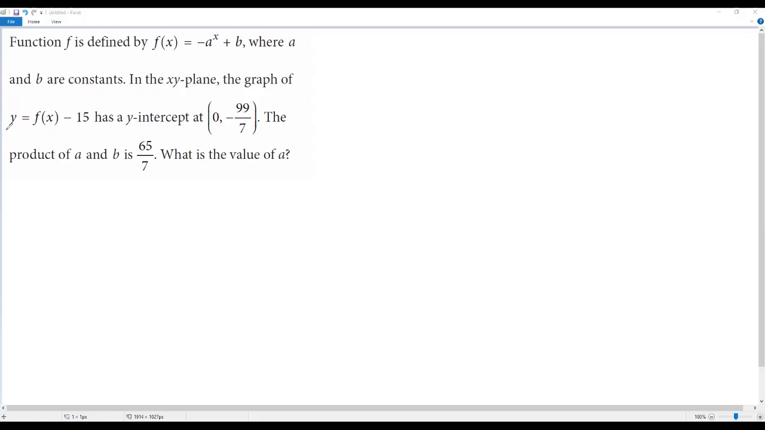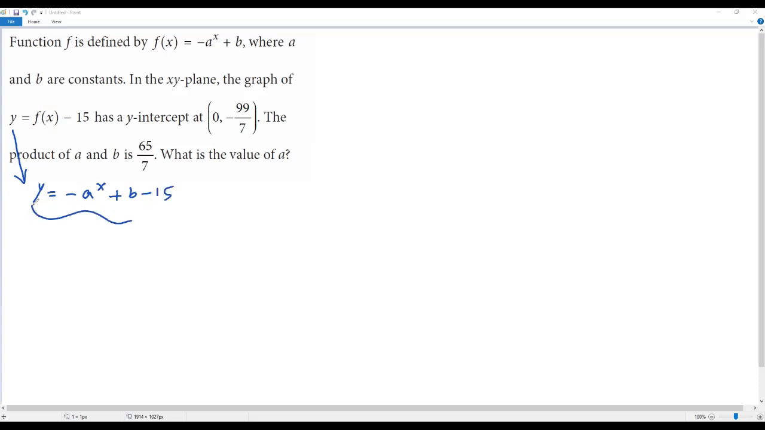Okay, so for this function y equals f of x minus 15, we have a y-intercept at (0, negative 99 over 7). For this f of x, we have the expression negative a to the x to the power positive b. Since this expression is equivalent to f of x, we can plug it in, and the function becomes y equals negative a to the x to the power positive b, and apart from that, we have minus 15.